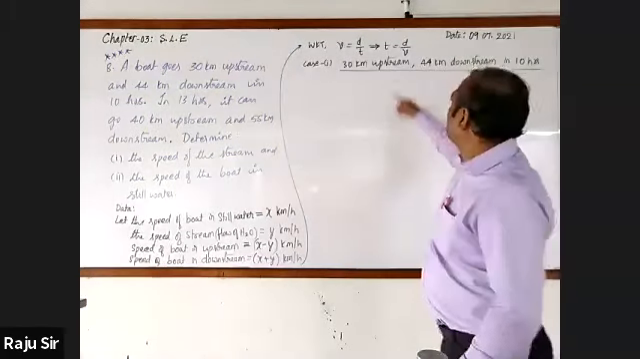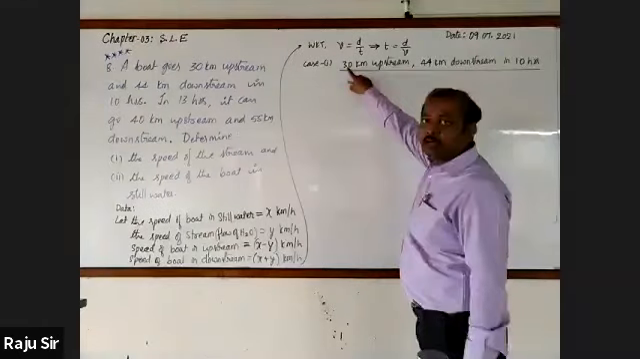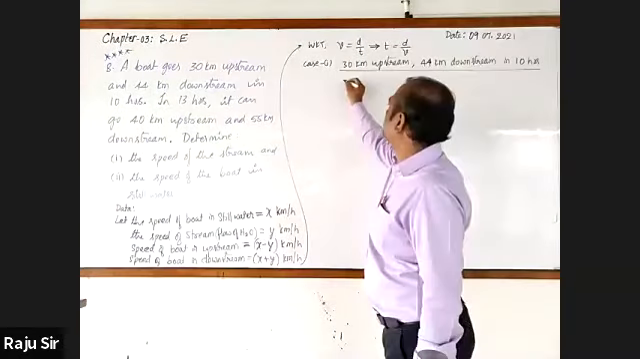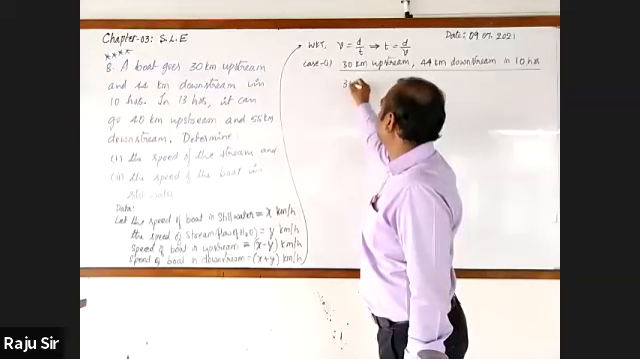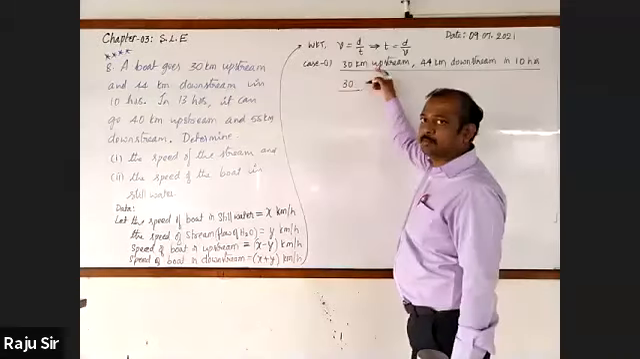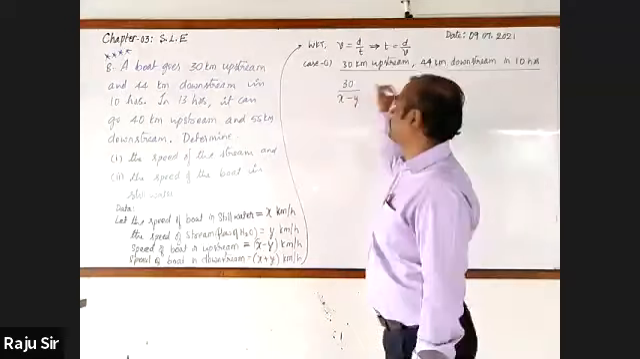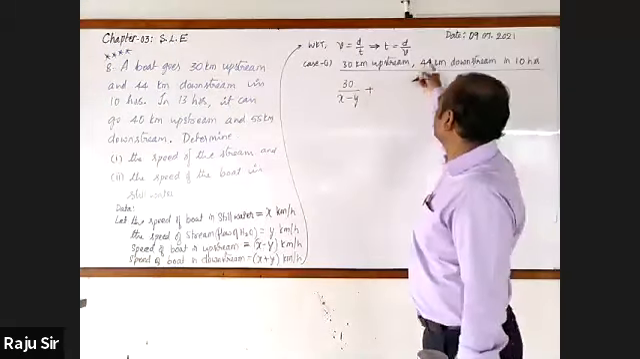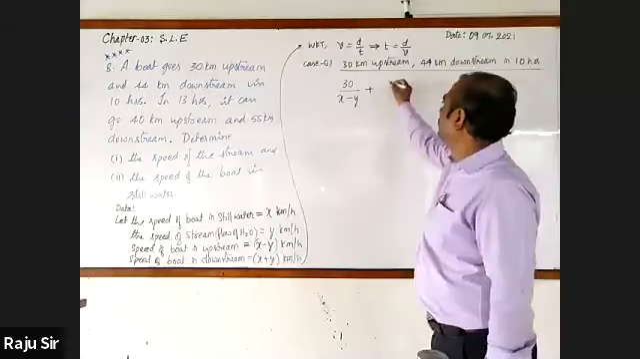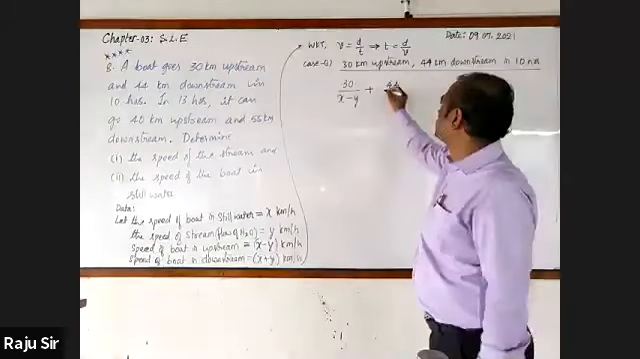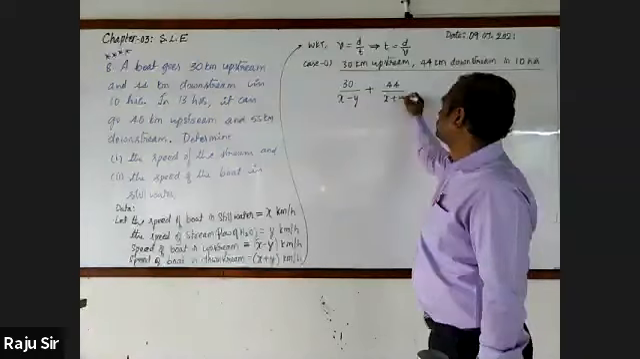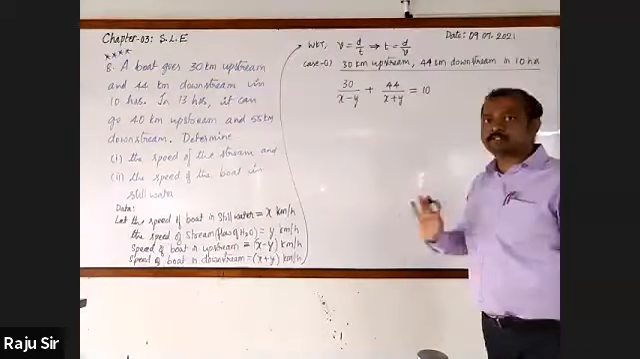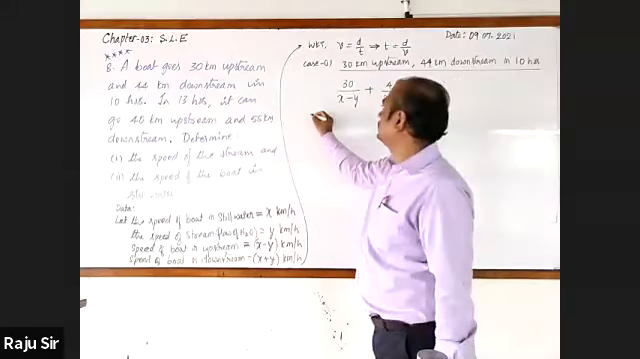Now, time taken to cover 30 kilometer is distance by speed. It is 30 by speed in upstream, that is x minus y, plus time taken to cover 44 kilometer in downstream, that is 44 by x plus y. It is equal to 10. That's it. Next, case 2.